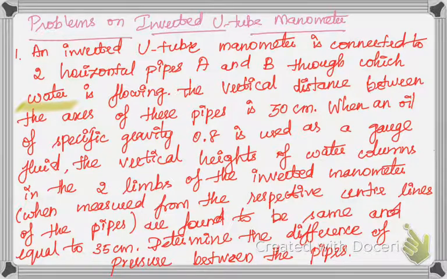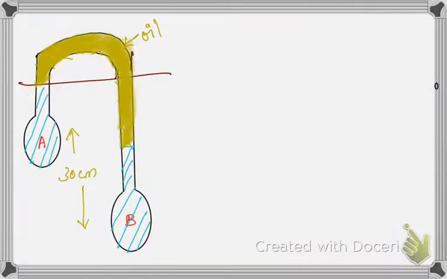Then the vertical height of water columns in the two limbs of the inverted manometer, when measured from the respective center lines, are found to be the same and equal to 35 centimeter. So the vertical column is going to be 35 centimeter from the datum line. Only after that can you mark this datum line and fix where your oil is.